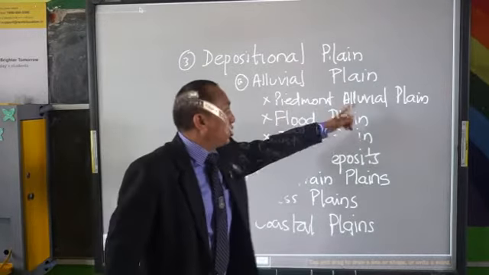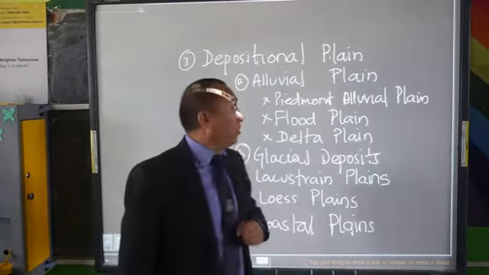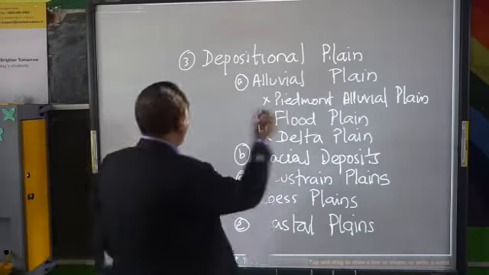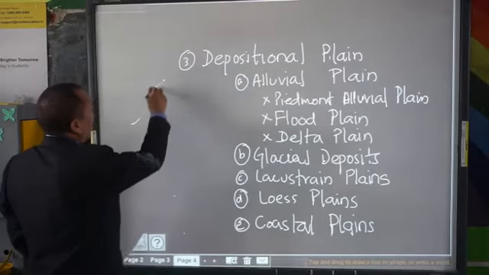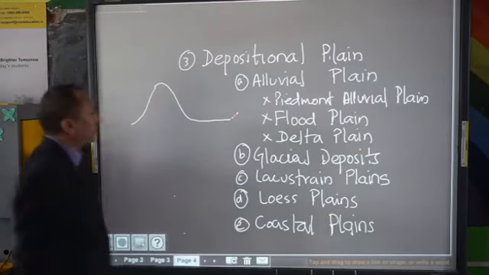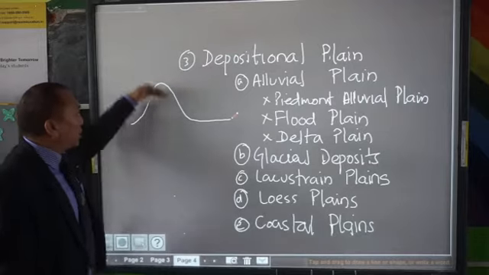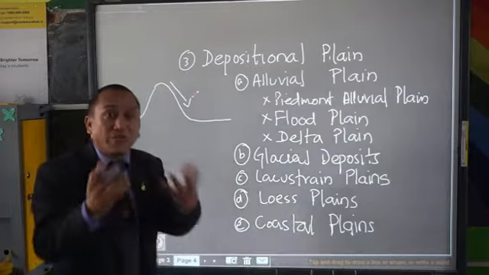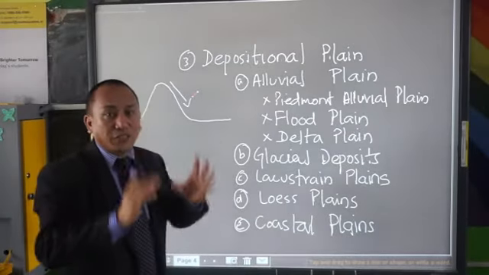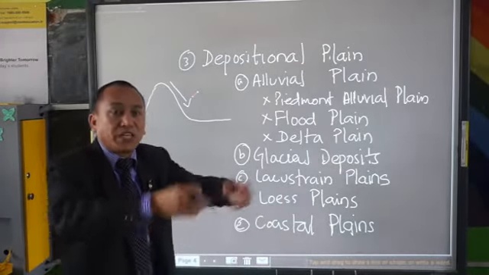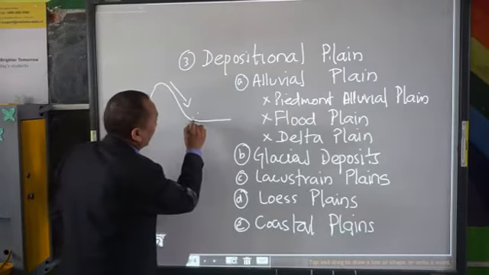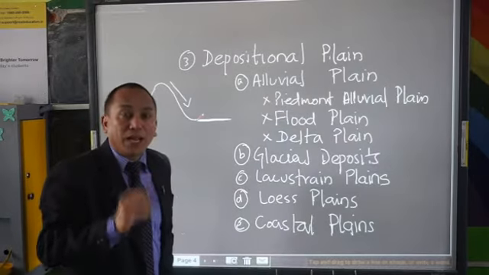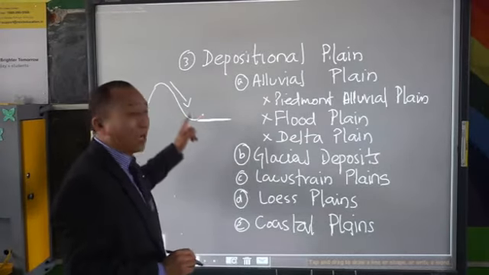The first example is a Piedmont alluvial plain. What is a Piedmont alluvial plain? I gave an example recently also. From the mountains, when the erosion takes place, the sediments are taken down. And because they are too heavy for the rivers to carry any further, they start to deposit just at the edge of the mountain, forming a plain area called a Piedmont alluvial plain.